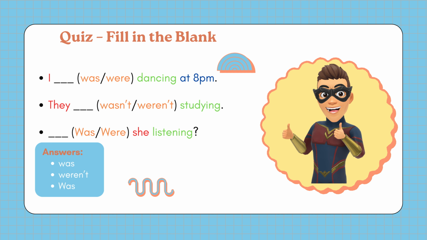Next, they blank studying. The contraction of were not is weren't. So it's they weren't studying. Finally, she blank listening? This is a question, so we start with was. The answer is, was she listening? How did you do? Remember, practice makes perfect. Let's move on to more examples in the next slide.